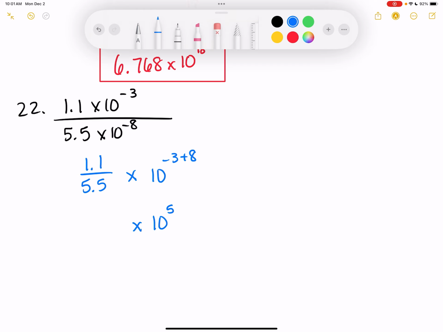No, because we have to have something in the ones place. So I need to move this decimal. This is moving opposite. So I'm subtracting 1. So this is 10 to the 4. 2 times 10 to the 4th.